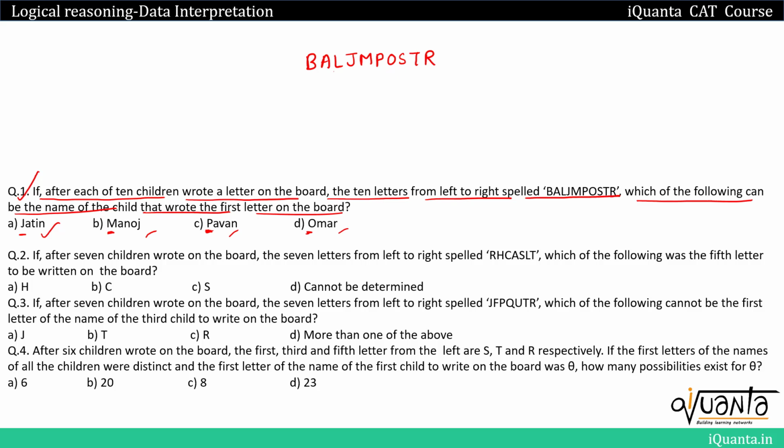Then at last we have Omar, that means we'll check for O. So if O was the first letter written, if we look to the left of O, we have P, and we know that P comes after O. So P should be to the right of O, not left of O. So even this is wrong. So only one letter is satisfying all the rules over here, that is M. So option B will be the correct answer. The name of the first child will be Manoj because his name will be starting from M.